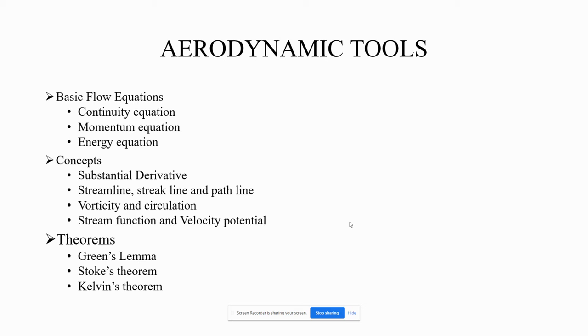In the concepts, we need to know about substantial derivative, streamline, streak line, path line, vorticity and circulation, stream function, and velocity potential. In the theorems, which are basically a mathematics topic, we need to know about Green's lemma, Stokes theorem, and Kelvin's theorem.